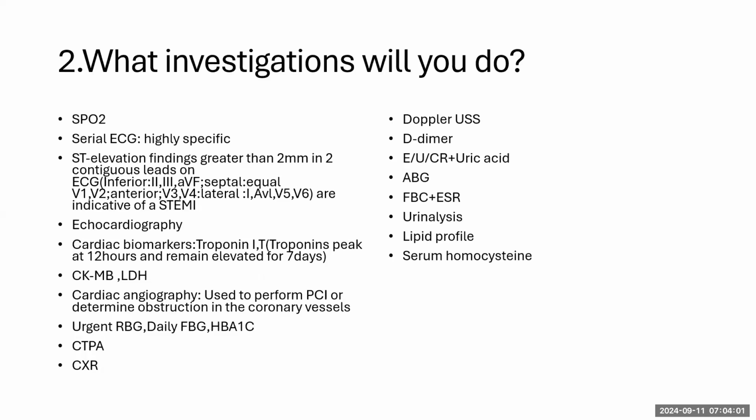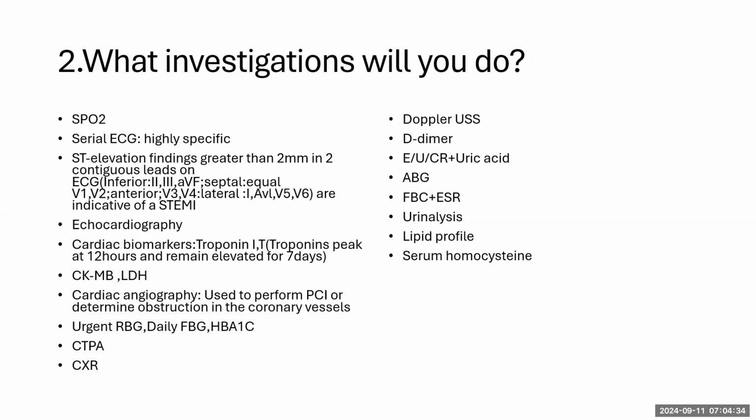So number 2, what investigations would you do? Investigations I'll do for this patient, I'll check his SpO2. I'll also do serial ECGs, which is highly specific. The ECG findings are ST elevation greater than 2 millimeters in 2 contiguous leads on ECG. There are inferior leads 2, 3, aVF, the septal leads V1, V2, the anterior leads V3, V4, and the lateral leads 1, aVL, V5, and V6. And these are all indicative of a STEMI.